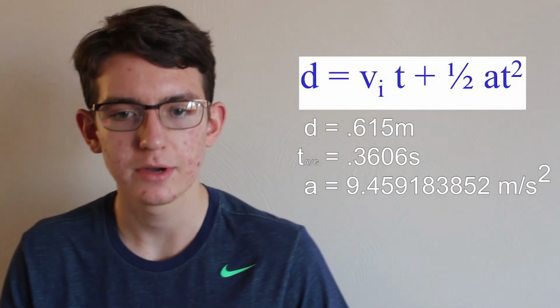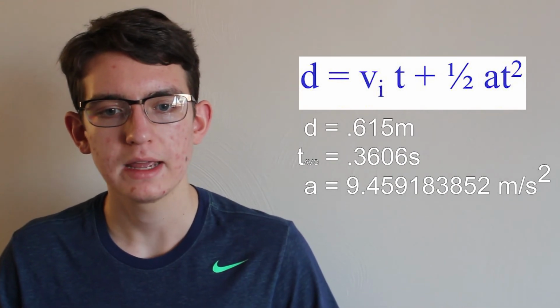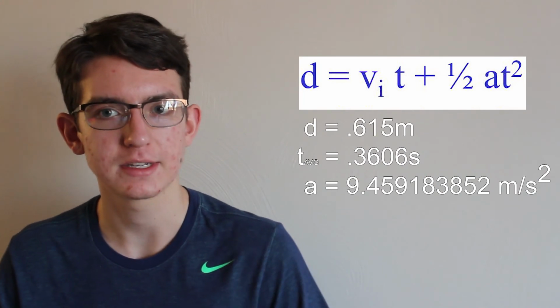So the steel ball was dropped from a height of 0.615 meters, and the average time that it took to drop was 0.3606 seconds. And if you plug all that into the same equation we've been using, you get 9.459183852 meters per second squared for the average acceleration.